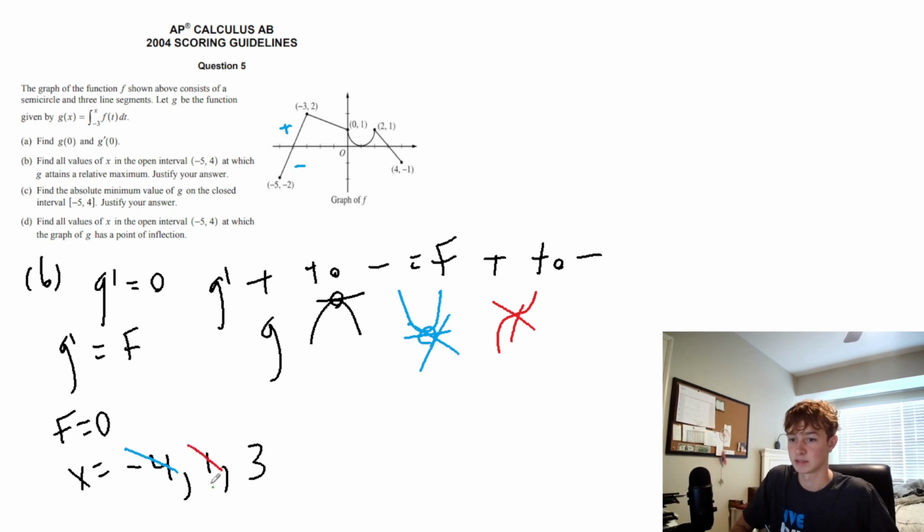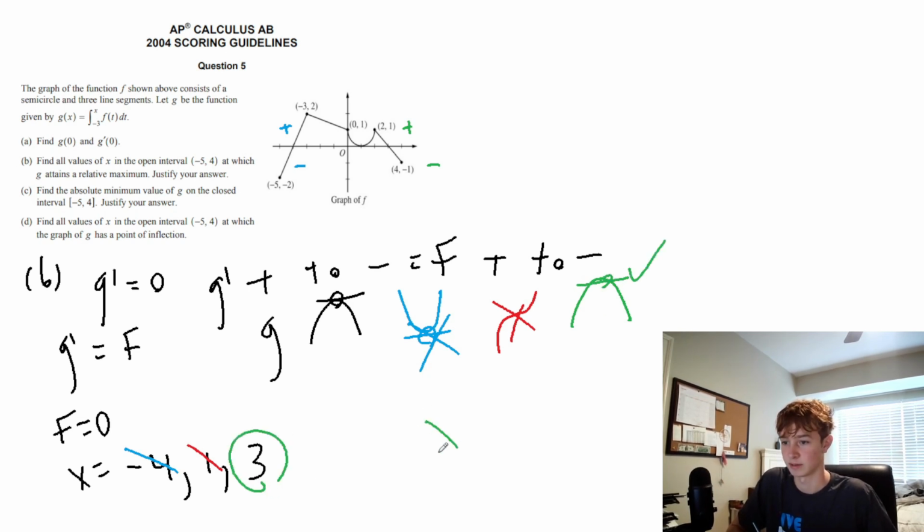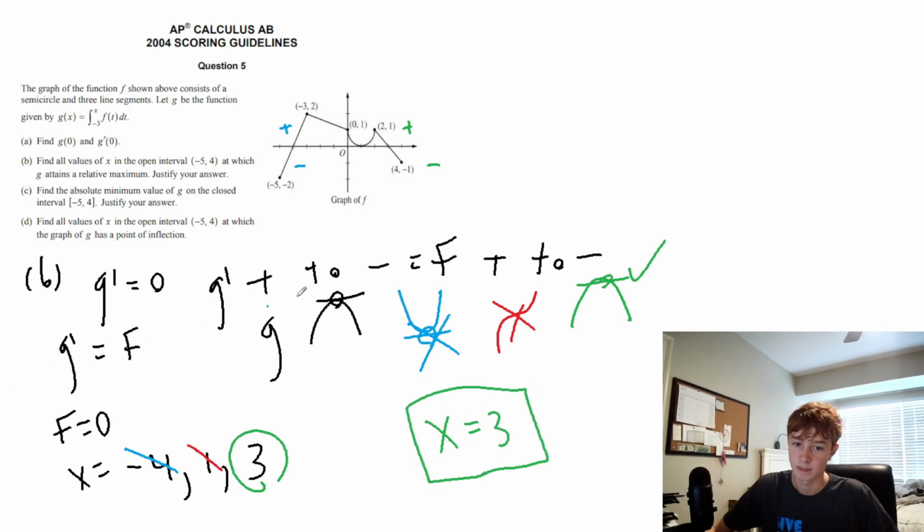Finally, let's test 3. At 3, f changes from positive to negative, meaning g prime changes from positive to negative, meaning g changes from increasing to decreasing, and that is a relative max. That is what we're looking for. So 3 is our final answer, x equals 3. But it's not actually quite our final answer, because it does ask us to justify our answer.